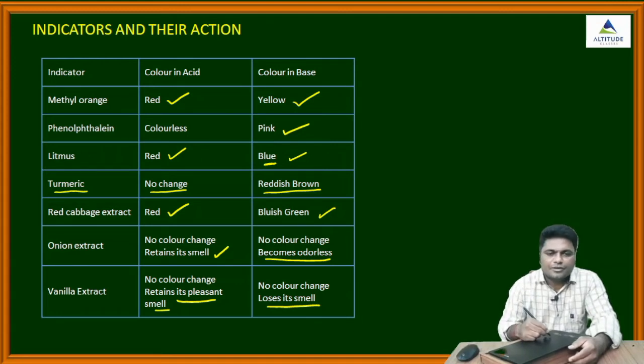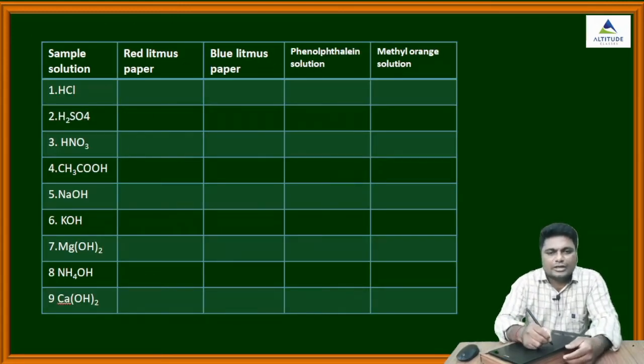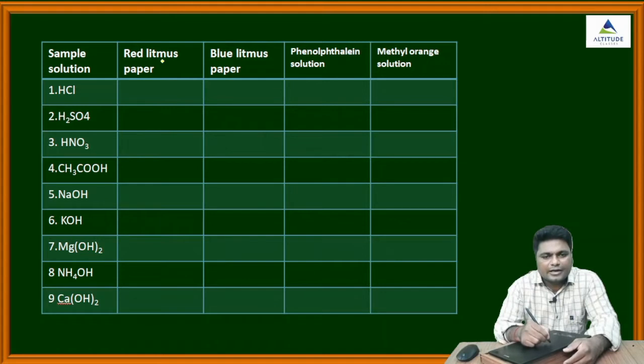Now we have some compounds given in our NCERT book. Let's see how these give different colors. Now this is the sample solution, red litmus, blue litmus, phenolphthalein and methyl orange. Keep in mind, let me give one shortcut method. Red litmus paper turns blue in the basic medium, and blue litmus paper turns red in the acidic medium.